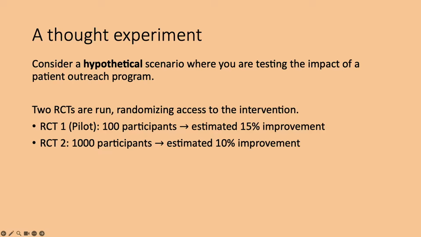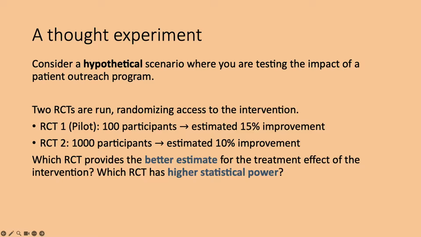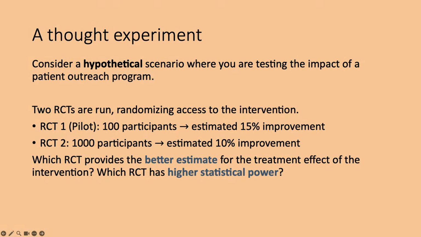Now, suppose here that in your pilot study, you have 100 participants, and you estimate this 15% improvement. That's great. This is a great looking intervention. You run a larger experiment then that has 10 times the number of participants, 1,000 participants, and here you estimate still a smaller improvement, 10%. So, question for everyone here, which of these RCTs do you think provides a better estimate for the actual treatment effect? Maybe raise your hand if you think RCT1. What about RCT2? Okay, so people generally think RCT2 provides a better estimate here.